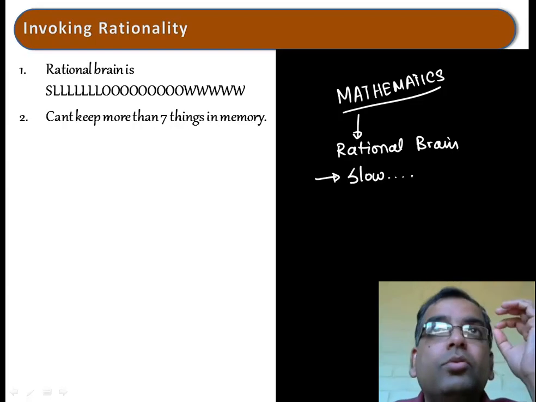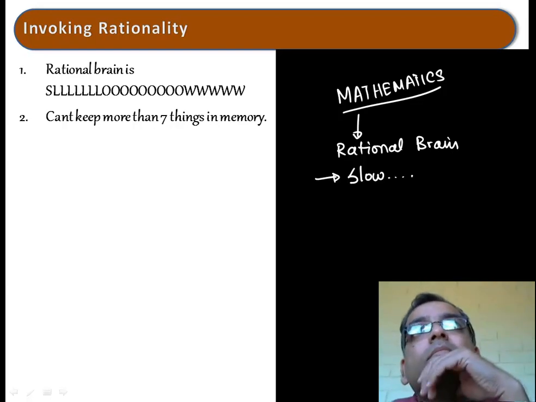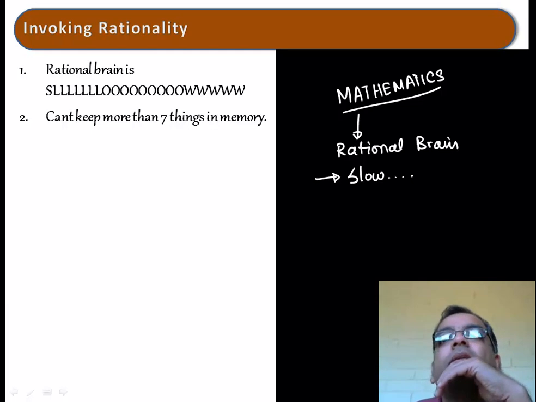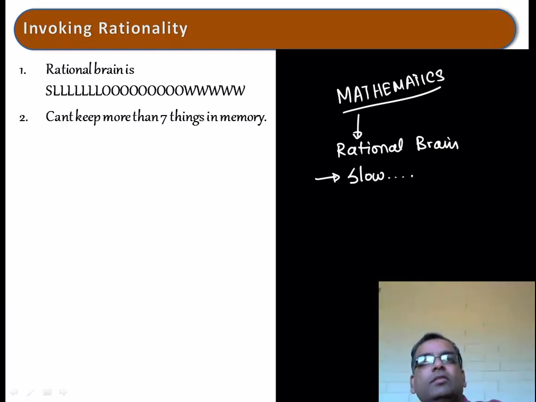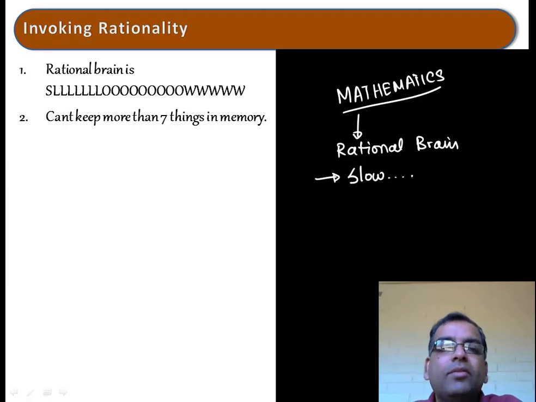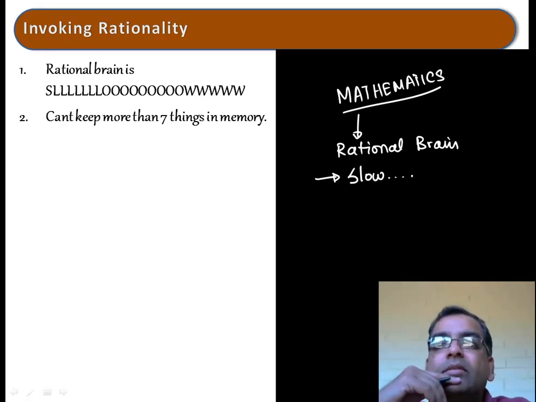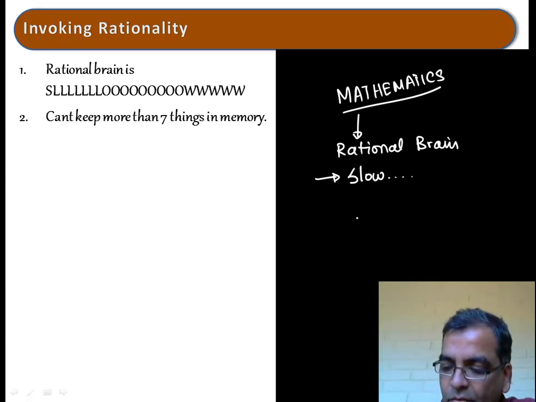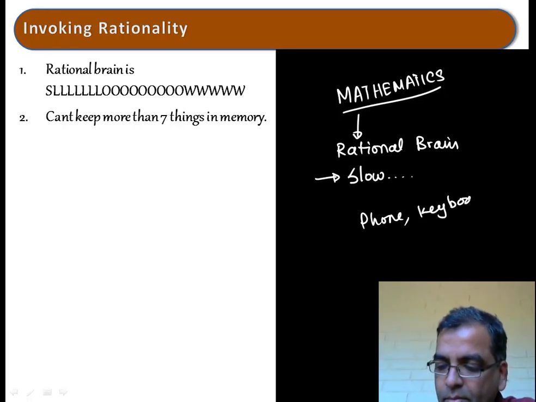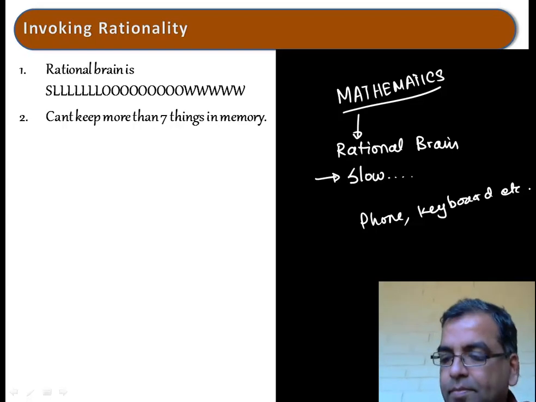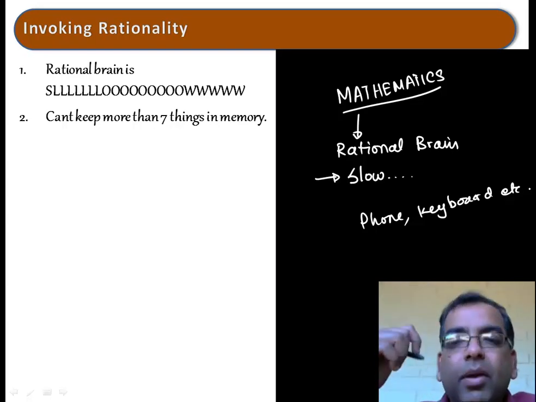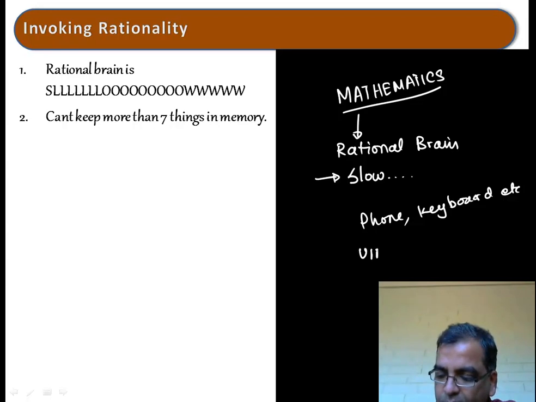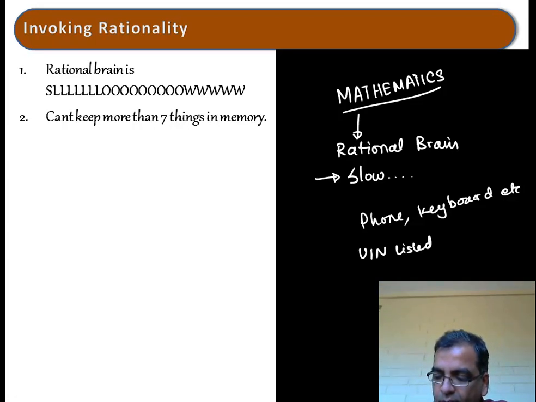By the way, I can show you that it cannot keep more than 7 things in memory. This is actually a very interesting phenomenon. People have done experiments where they trick you into a variety of things. One of the experiments was a very interesting one. They were auctioning some items, let's say a phone, a keyboard, etc., a bunch of things that they were going to auction. Before the auction, you had to list your UIN, or in their case, they listed their social security number.